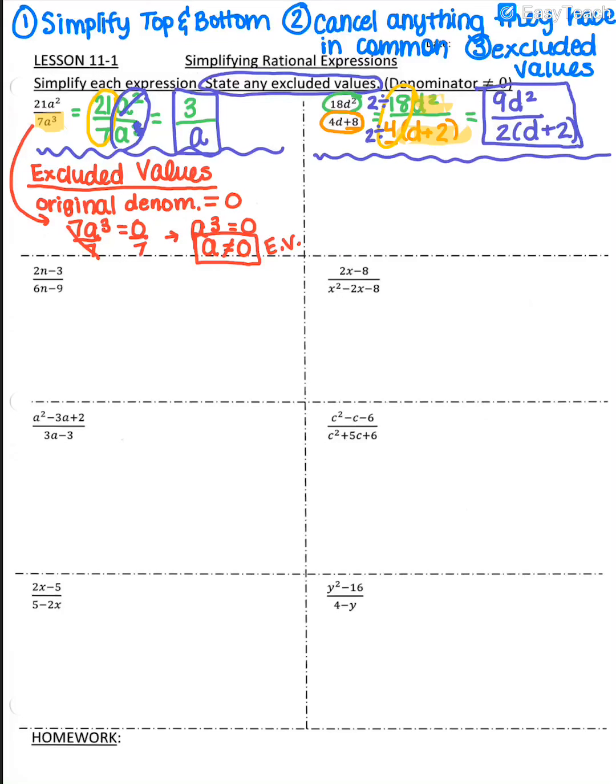Now I'm going to find my excluded values. So for my excluded values, I'm going to take my original denominator and I am going to set it equal to 0. So I'm going to take the 4d plus 8 and set it equal to 0.